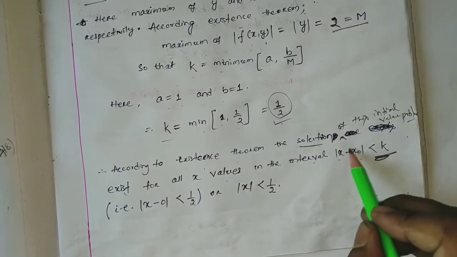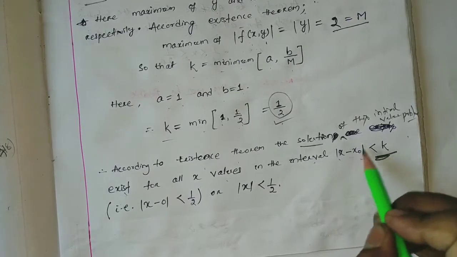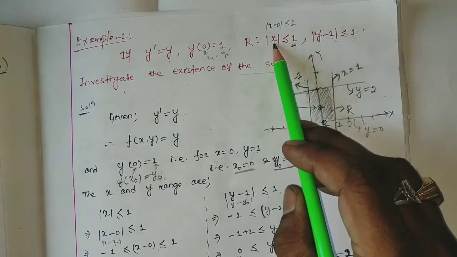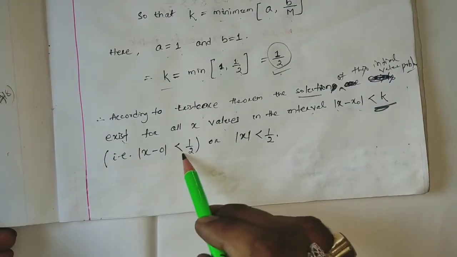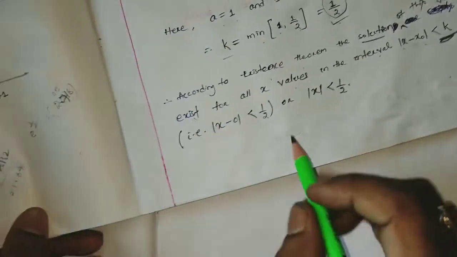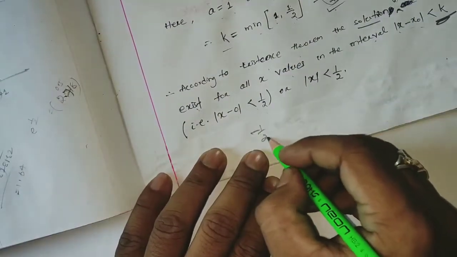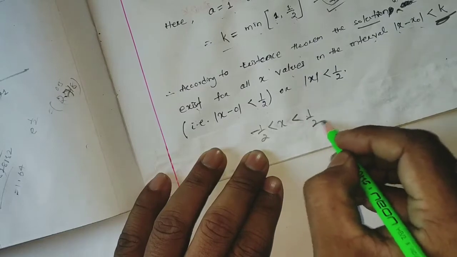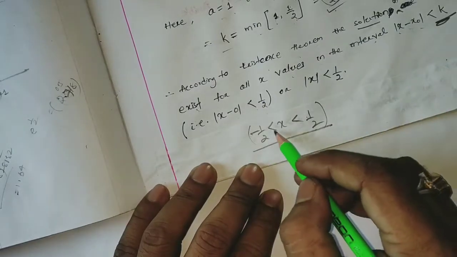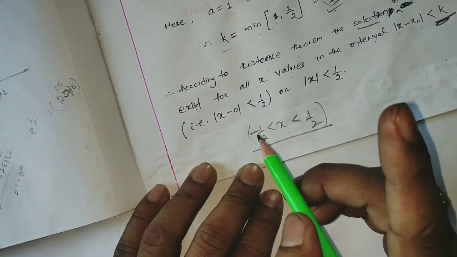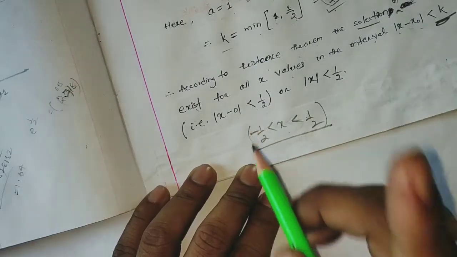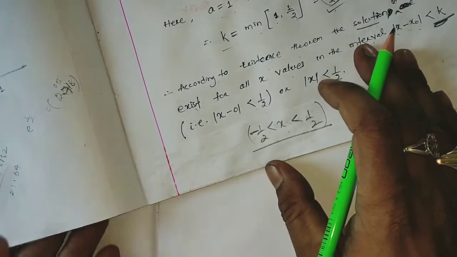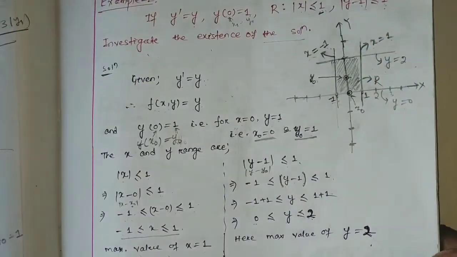So here x0 is how much? Here x0 is 0. You can see here x0 is 0. So |x - 0| less than 1 by 2. That means what is the range? The range is minus 1 by 2 to plus 1 by 2. In this range, for all values of x, at least one solution has to exist. So this is the solution of this numerical.